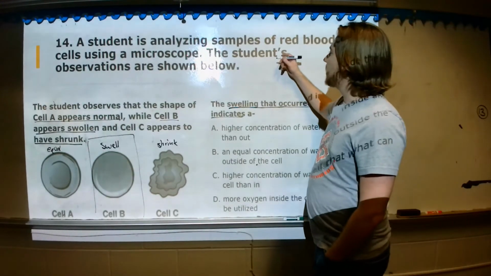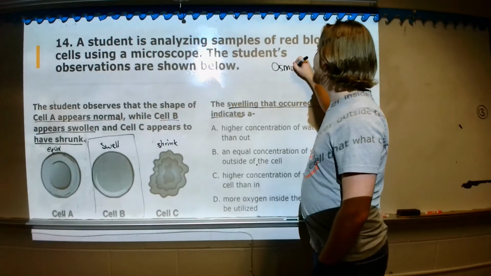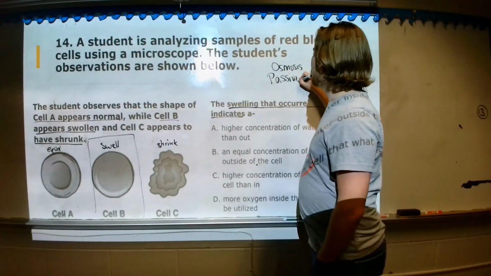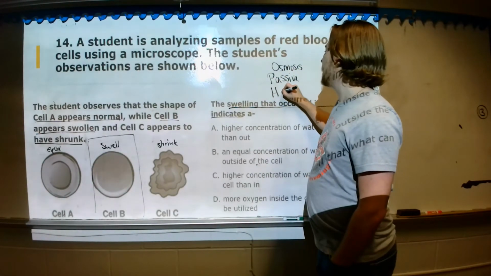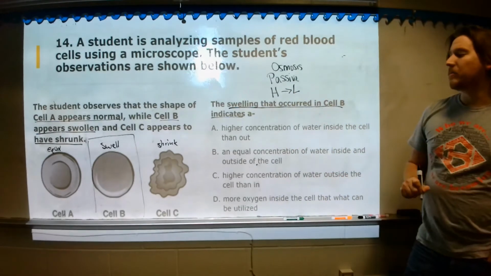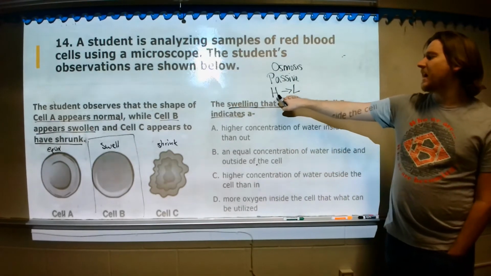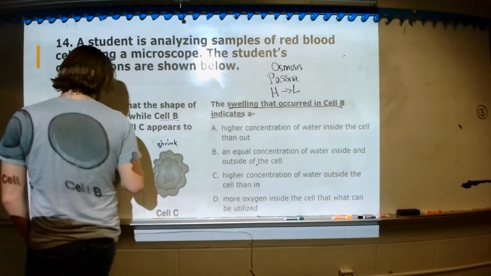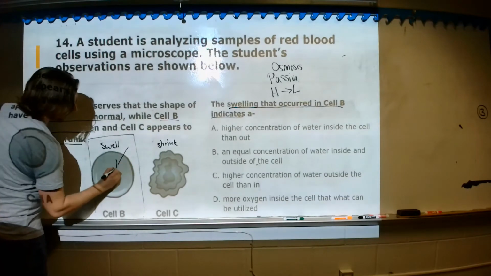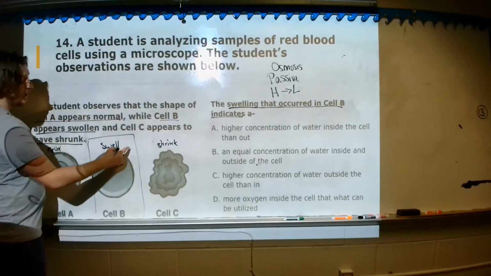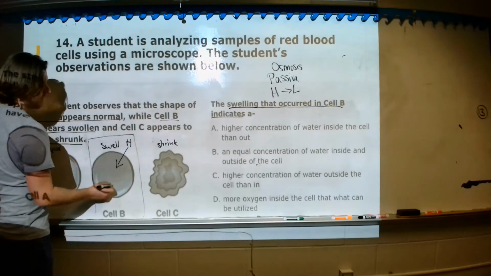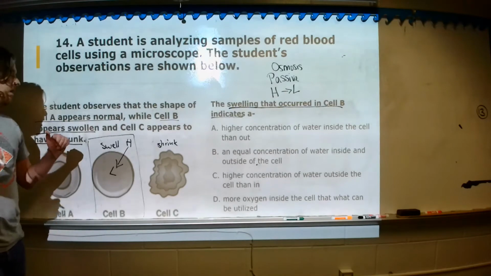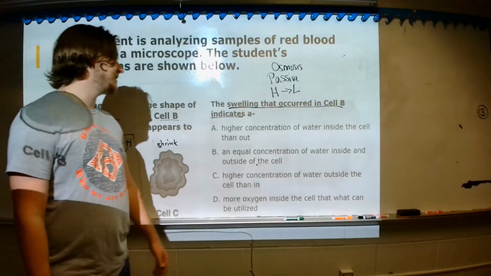I know that I'm looking at osmosis because it's water movement into and out of the cell. I know that osmosis is passive transport, and in passive transport we're always going from high to low. So I'm looking for which side is going to be higher. Let's go over here. I want the water to travel in because it's swelling, so I'm going to draw an arrow in, and then put my high to low on the other side. High to low means that the water concentration should be higher on the outside of the cell. So let's see which one says that.